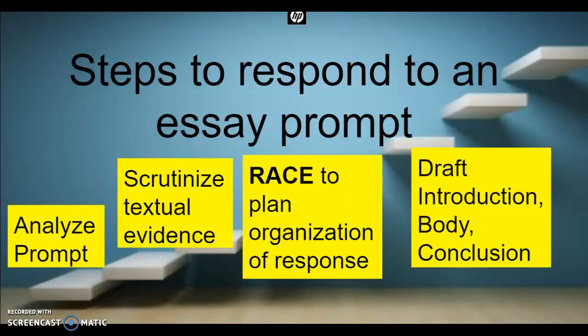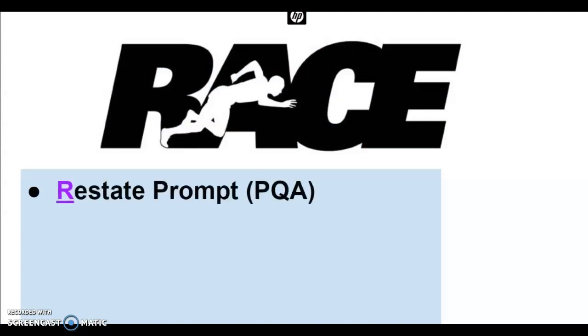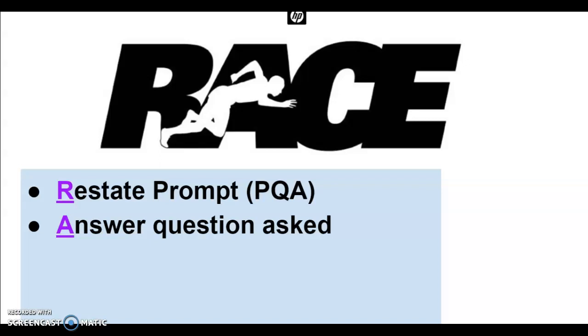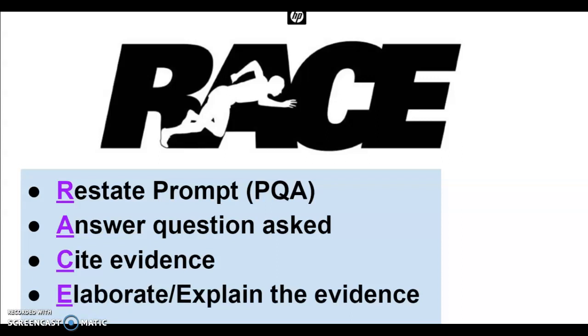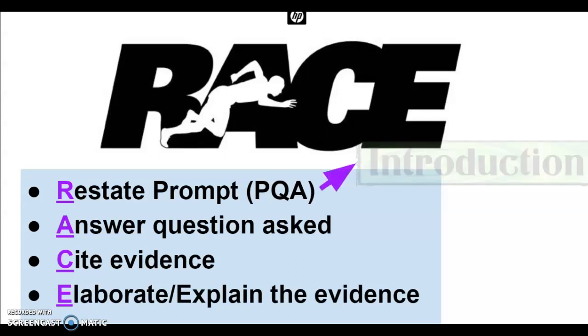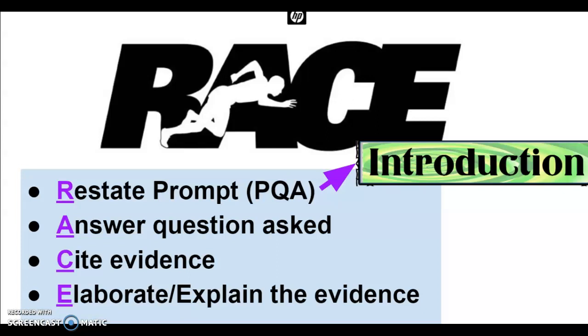So if I go back to this, so RACE. Now we know restate, answer, cite, explain. Here's how it works in an essay. You restate the prompt. Put the question in the answer. Answer the question that's asked. Cite evidence. Elaborate, explain the evidence. Restate goes in the introduction, and we're going to show you how that works in a minute. Answer the question that's asked. Remember, that is your claim and thesis statement. That also goes in the introduction. So restate and answer, that's the introduction.